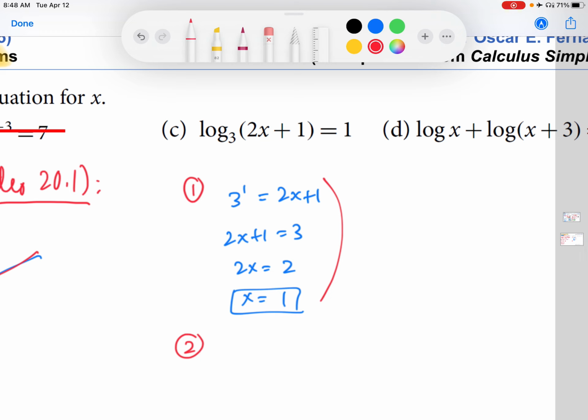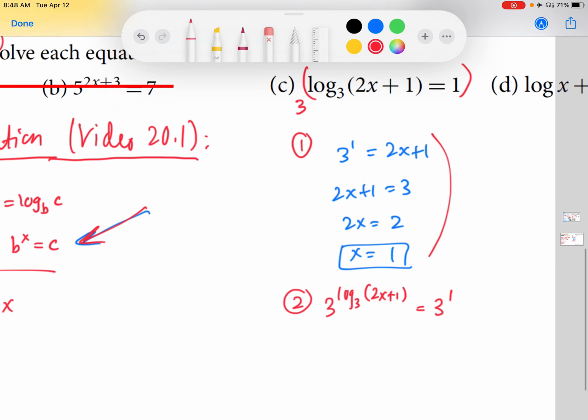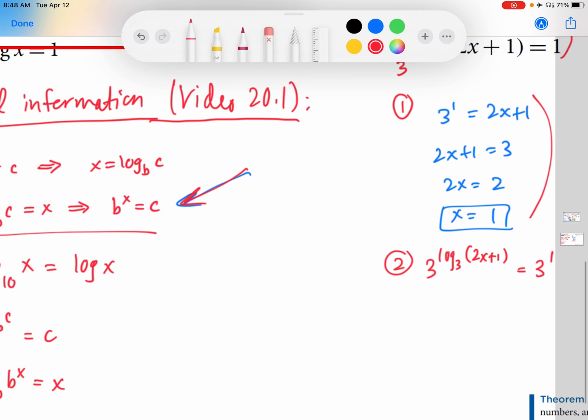And it works best if you use the same base, right? So here we're taking log base 3. So why don't I say 3 to the log base 3 of 2x plus 1 equals 3 to the first. So I exponentiate both sides using a base 3 exponent. Okay, how do I handle this left-hand side? So what is b to the log base b of something, right? I'm using b here as 3.